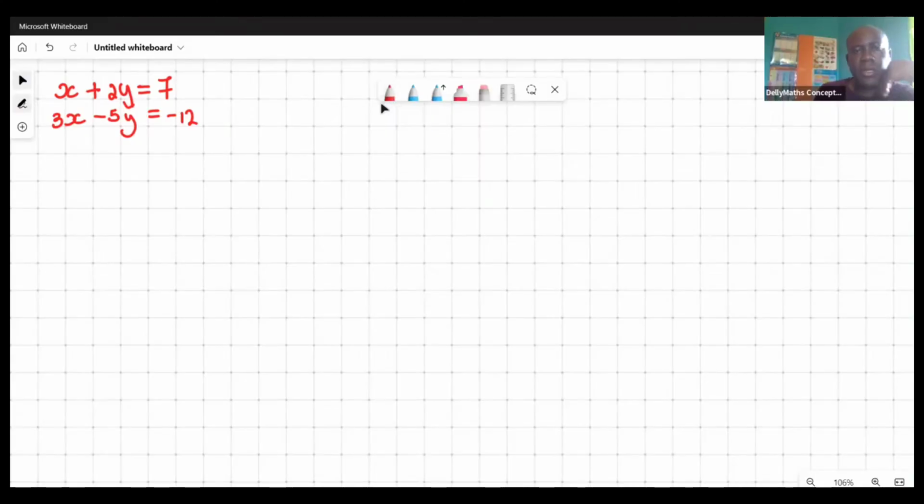In this section, what we're looking at is solving systems of equations, otherwise known as simultaneous equations. Here we have two cases. We have x plus 2y equals 7, which is equation 1, and 3x minus 5y equals negative 12, which is equation 2.